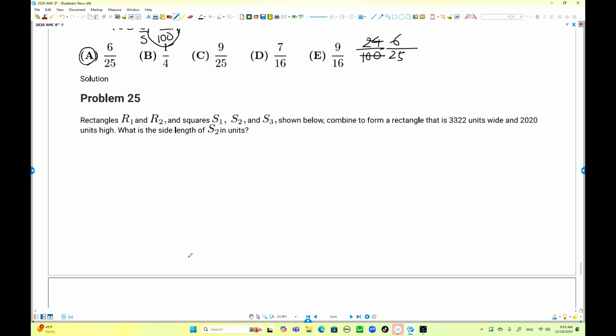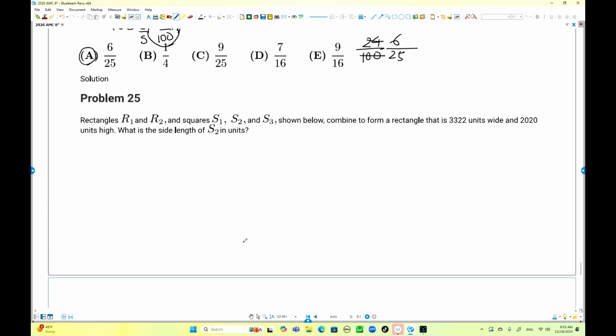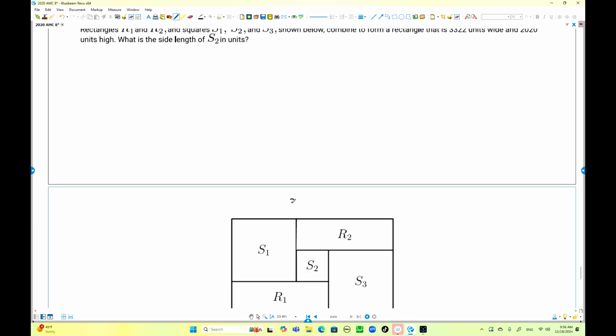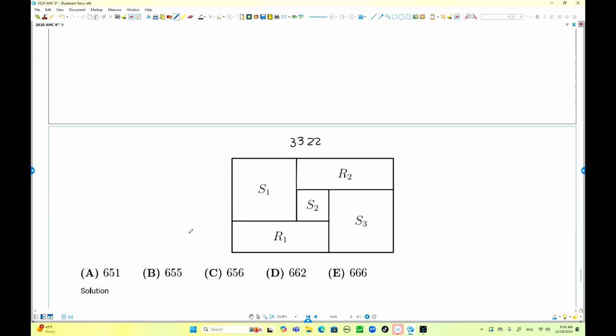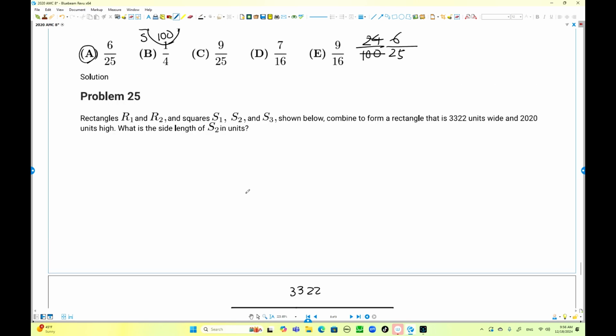The next number, 25. Where is the diagram? Okay, the diagram is there. S is a square, R is a rectangle. This is 3322, this is 3322. That's the dimension, and 20, 20 is the height. This side is 20 and 20. You got the question?